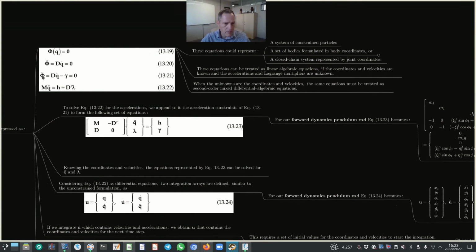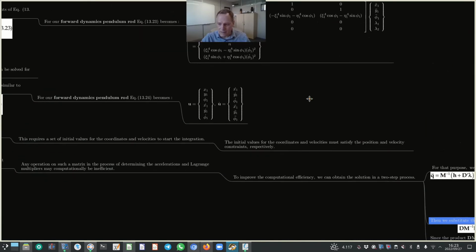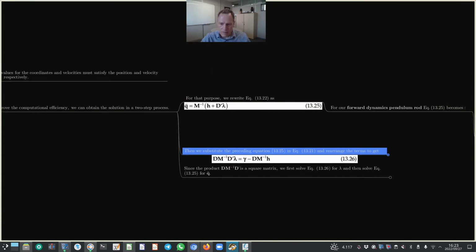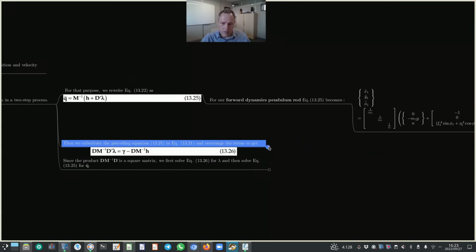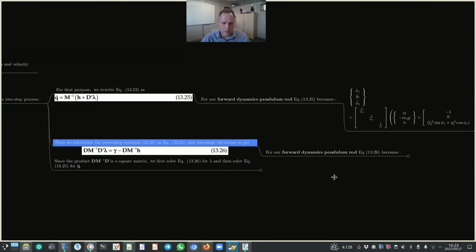Okay, 1321 is the acceleration constraint equations, right? So what we did is we isolated q double dot and then we substituted it here into 1321 and rearranged the terms, and then we get this equation 1326. Alright, so let's see what that looks like for our forward dynamics pendulum rod.